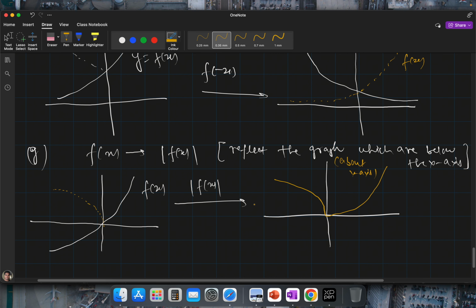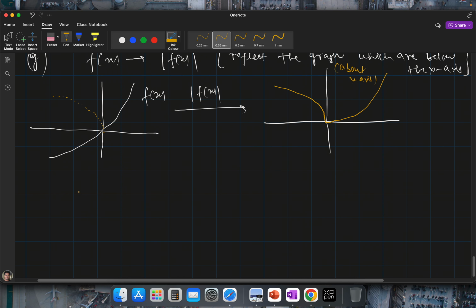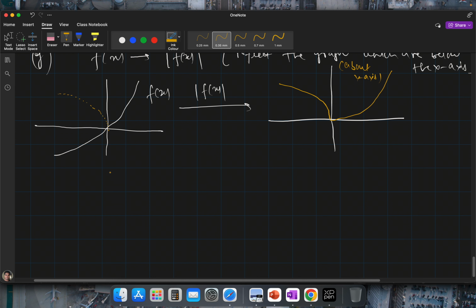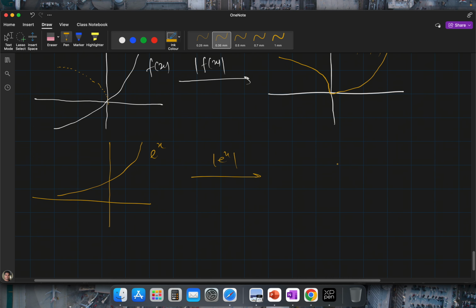So this is the graph of mod of f(x). Let's take an example. Suppose you have the graph of e raised to the power x. Now I want to change it to mod of e raised to the power x. But in this case there will be no effect because e raised to the power x is always positive.